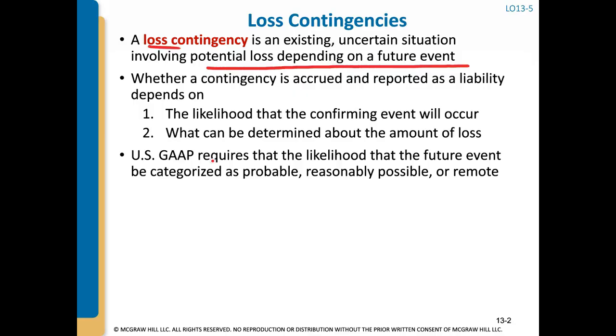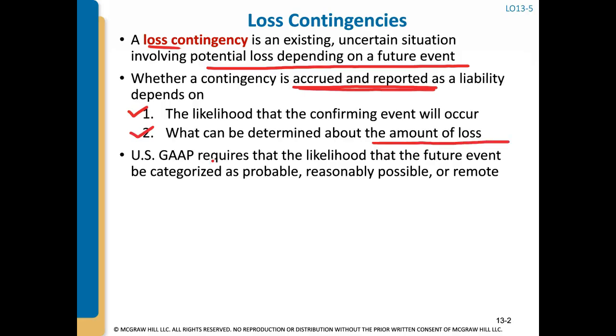So a loss contingency is the potential of having to record a loss depending on something that will happen in the future. And whether a contingency is accrued and reported, which means we record it as a liability, depends on a couple of things. First, is it likely that the future event will actually occur? And number two, what can be determined about the amount? How much will that loss be?